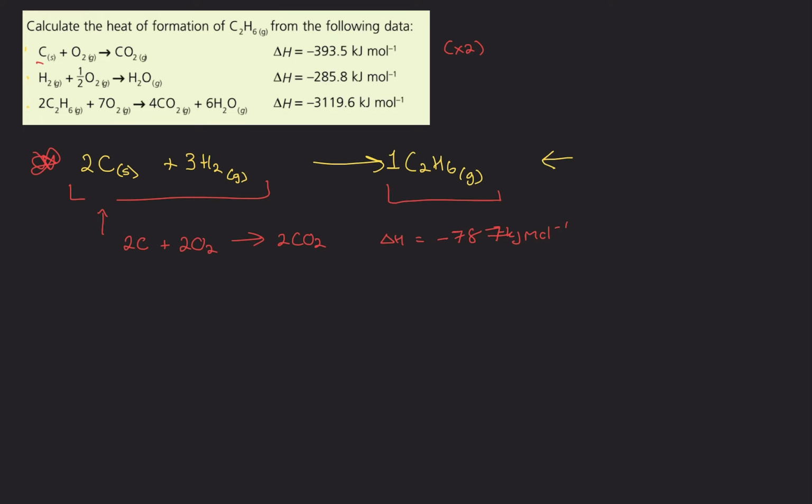I have a hydrogen, another oxygen, and water. So out of that, I'm interested in the hydrogen. I don't want 1 mole, I want 3 moles. So I multiply that line by 3. So 3H2. That'll be 1.5 oxygens. And we'll have 3 waters. And again, remember to multiply your heat of reaction by 3 as well.